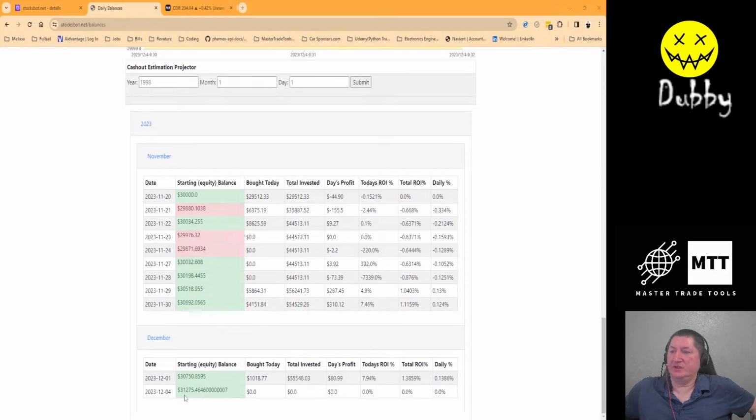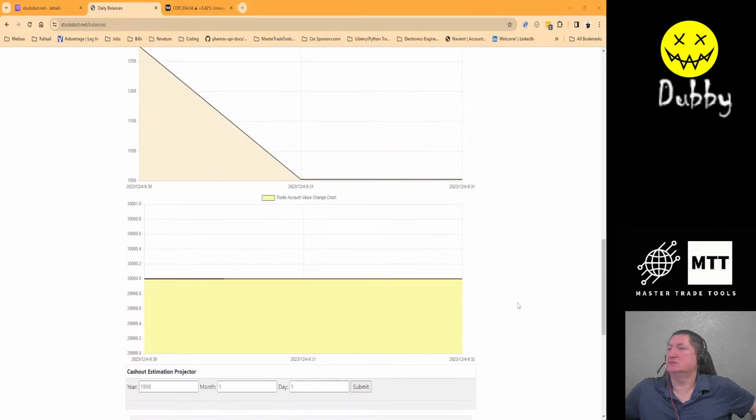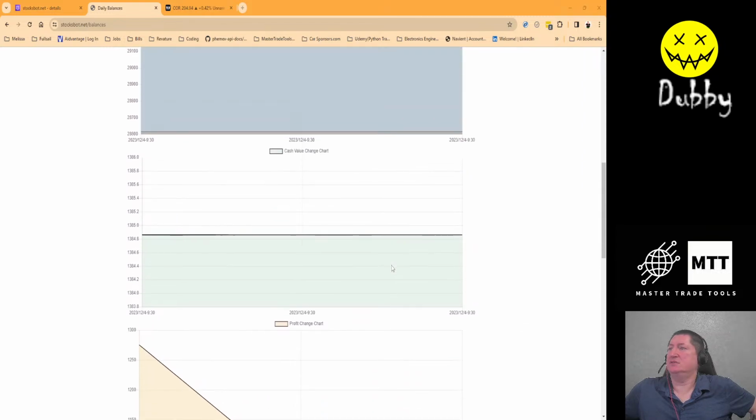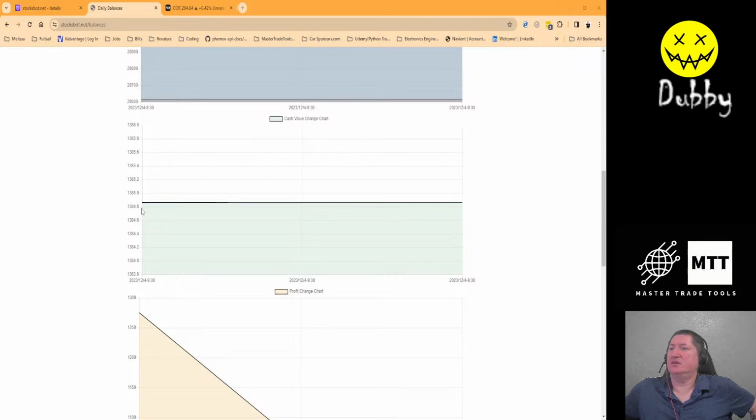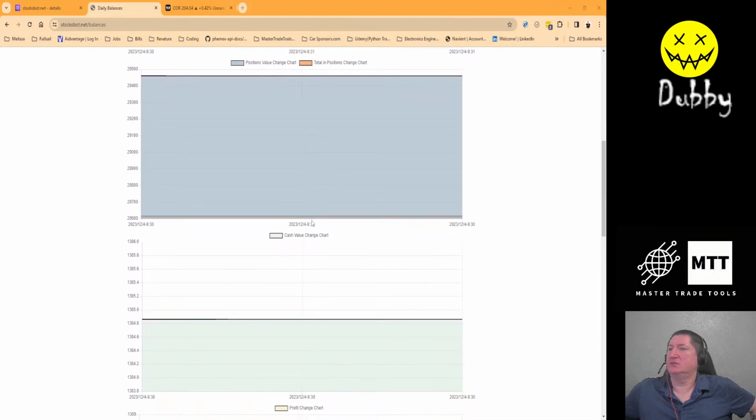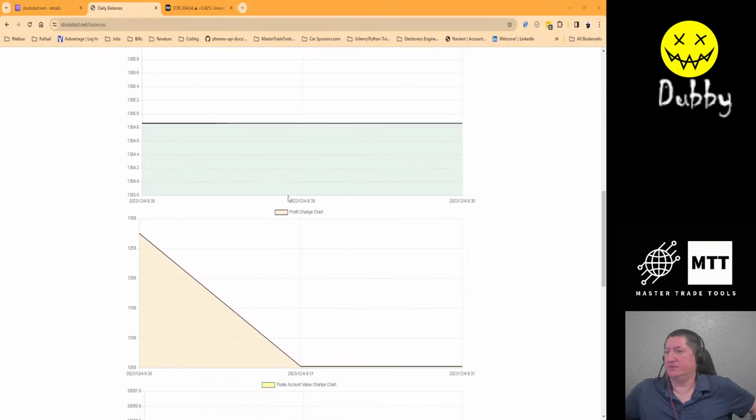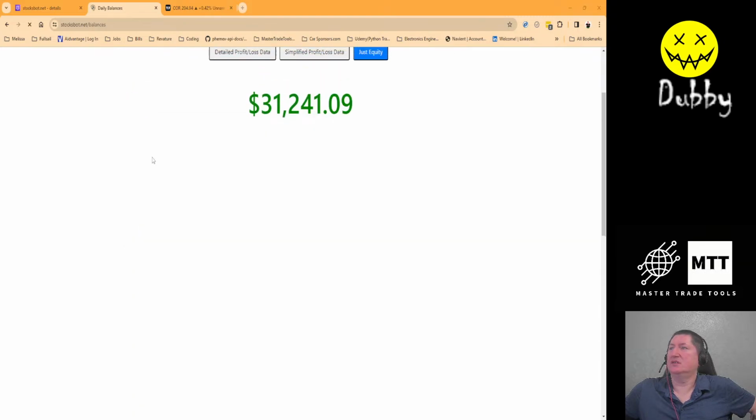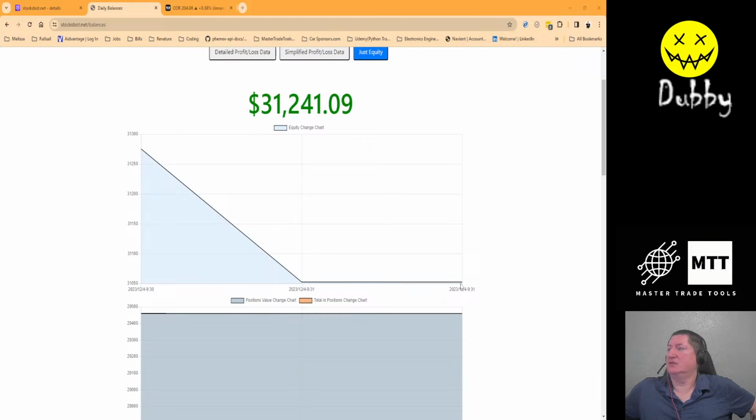Looks like we opened with an equity of $31,275.46. Profit change chart's gone down. Cash value, we're sitting at 1384. Positions value is much higher than our invested in positions currently.